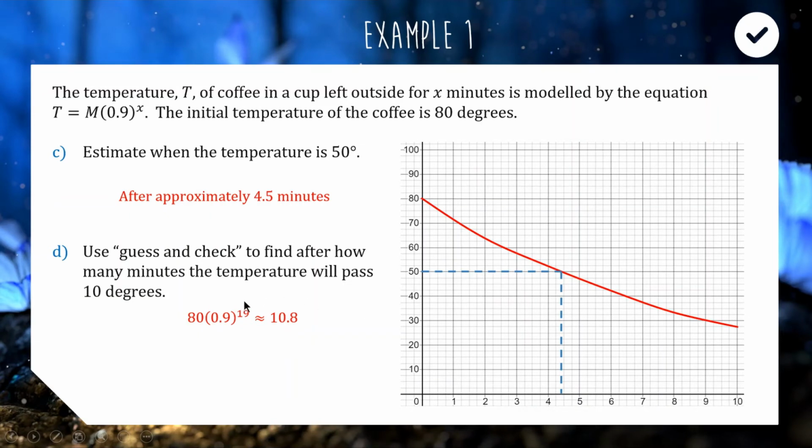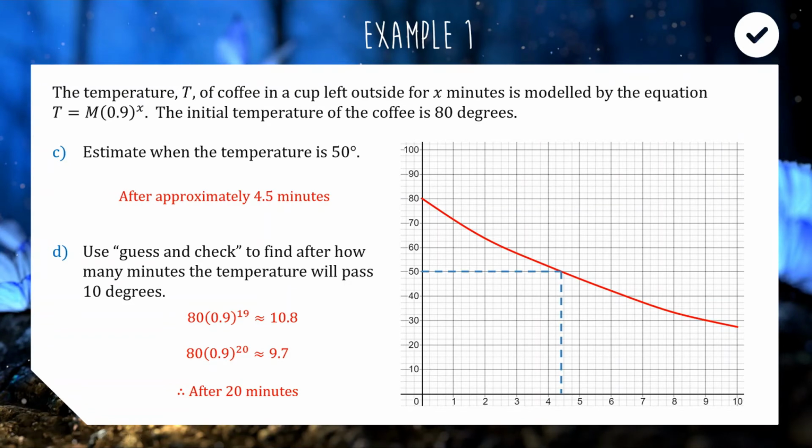So the first one I checked was, well, it could be after 19 minutes. So I did 80 times 0.9 to the power of 19. That worked out to be 10.8, which is pretty close to 10 degrees. So I wasn't too far off, but we're not quite there. We need to be below 10 degrees. So why don't we check the next one? Let's sub in 80 times 0.9 to the power of 20. And what do you know? 9.7. So between 19 and 20, the temperature of the coffee goes below 10 degrees. So 20 is going to be our guess based on our checking. So after 20 minutes, this red line is going to go below the point where the y-axis is 10.